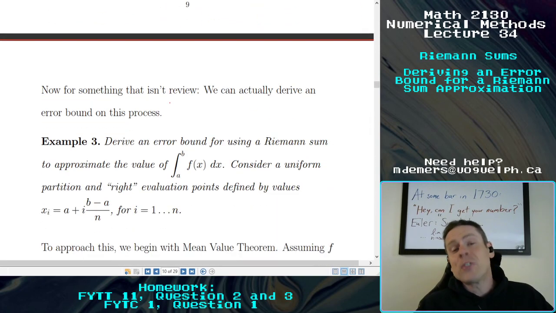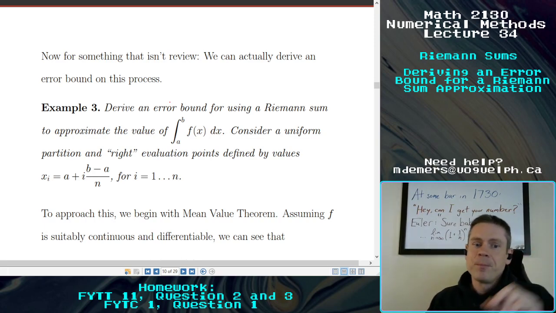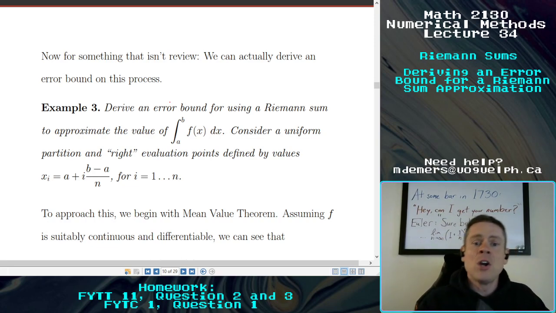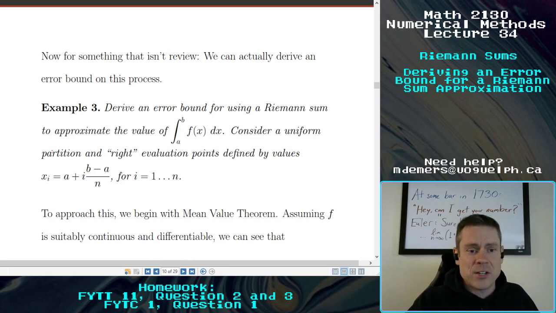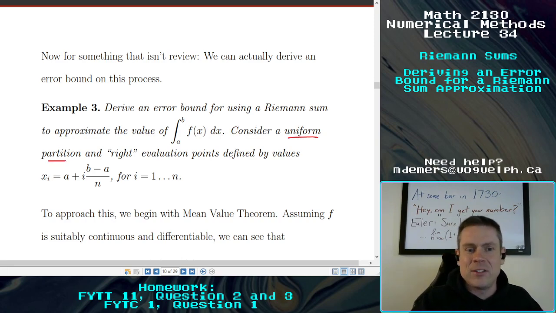Okay, so now for something that isn't review, we're going to take this and run with it a little bit more. We're actually going to derive an error bound on this process. So what we're going to do with this next example is come up with an error bound for using a Riemann sum to approximate the value of an integral. We're going to consider a uniform partition. There are a few different ways you can do this, right? A uniform partition makes this a lot nicer, easier.